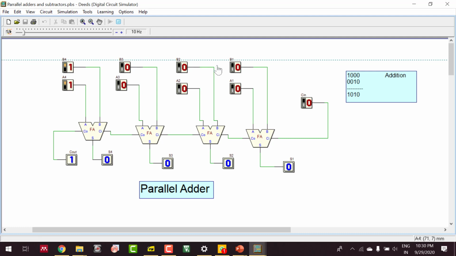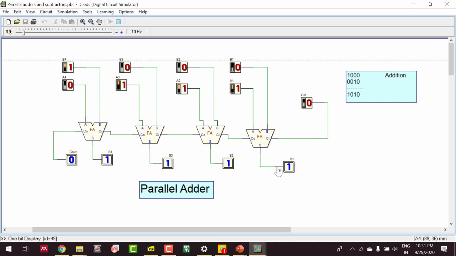If you look here, 1000 is 8, 1000 plus 1000 means 16. You can see here 1 0000, that means 16. Let's make it 8 plus 1, 1001, that is 9. 8 plus 2 will be 1010, that is 10. 8 plus 6 will be 14. So this is how you can add two 4-bit numbers using a parallel adder.